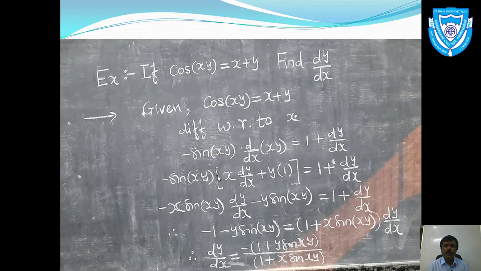Differentiating with respect to x. Now find the derivative of the left hand side first. The derivative of cos xy is minus sine xy into the derivative of xy, which is equal to, on the right hand side, 1 plus dy upon dx. 1 is the derivative of x with respect to x, and the derivative of y is dy upon dx. So on the right hand side we have simply written 1 plus dy upon dx.